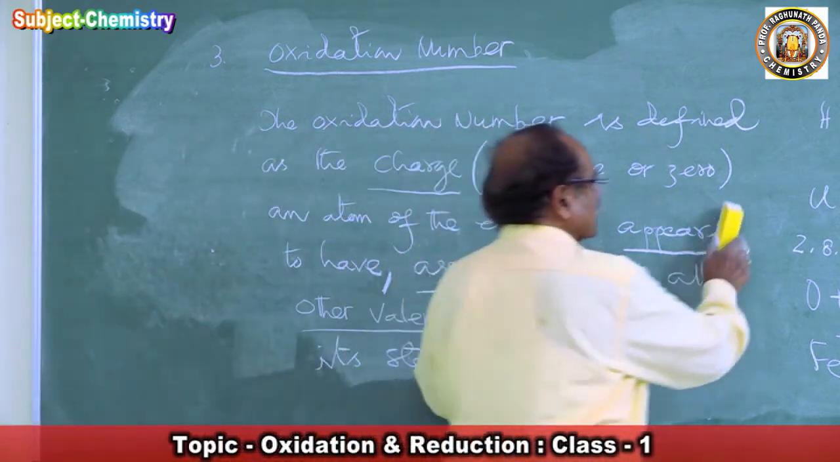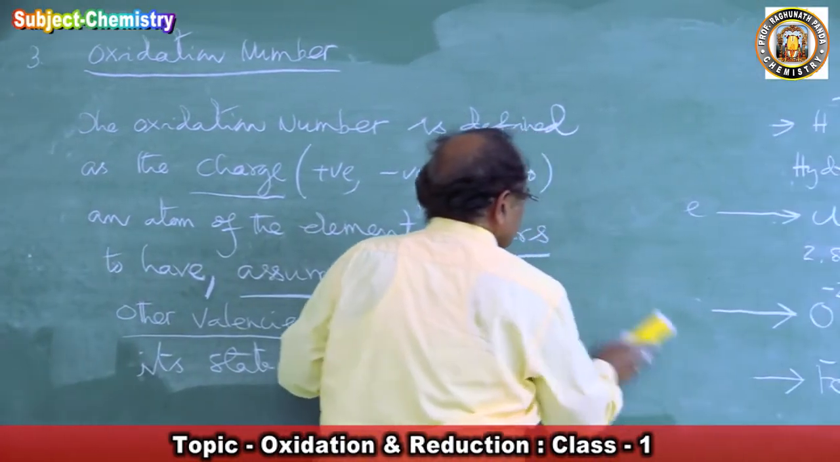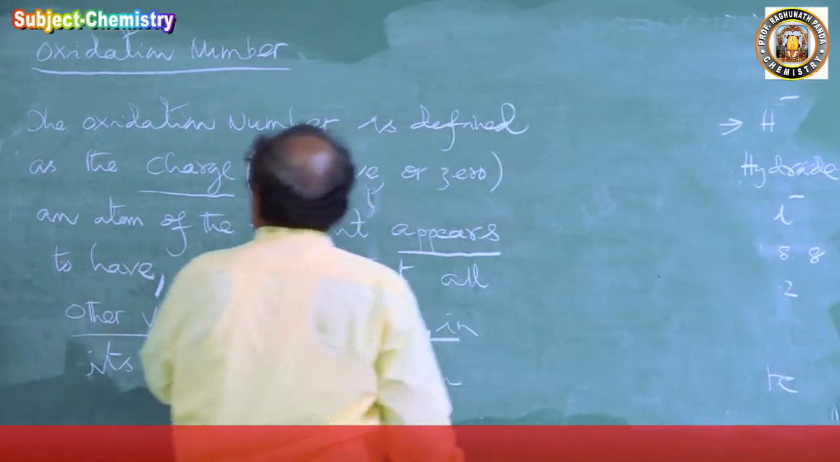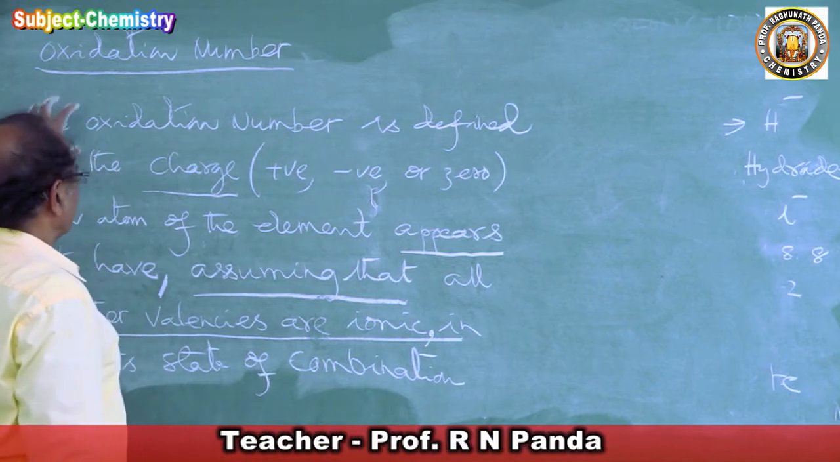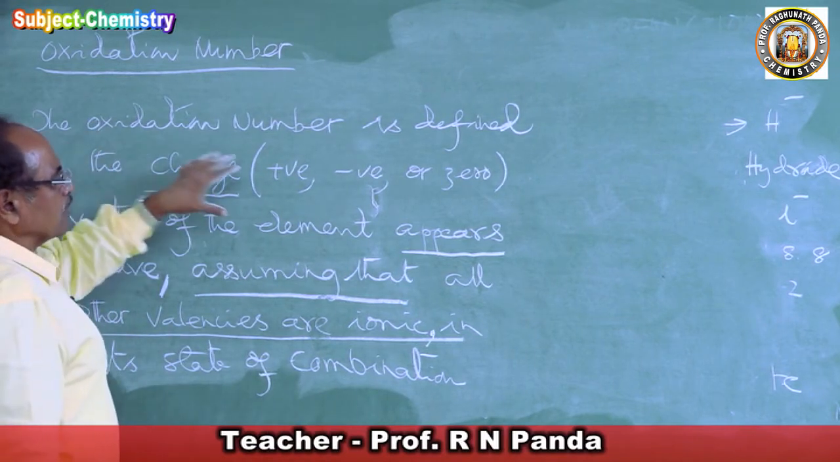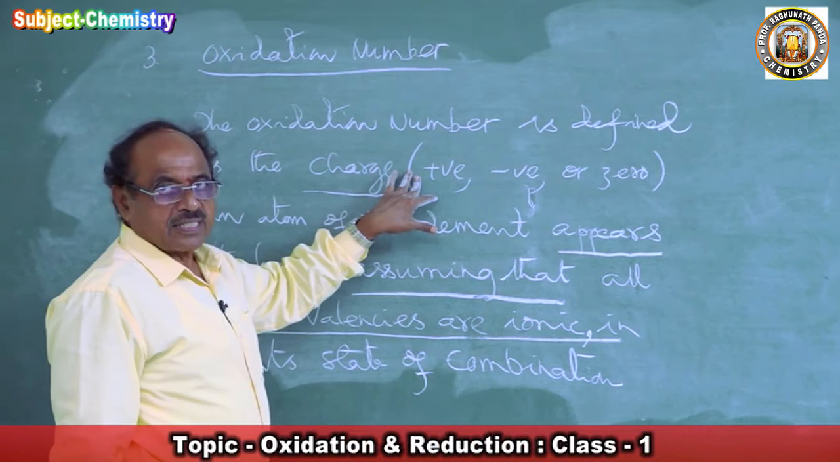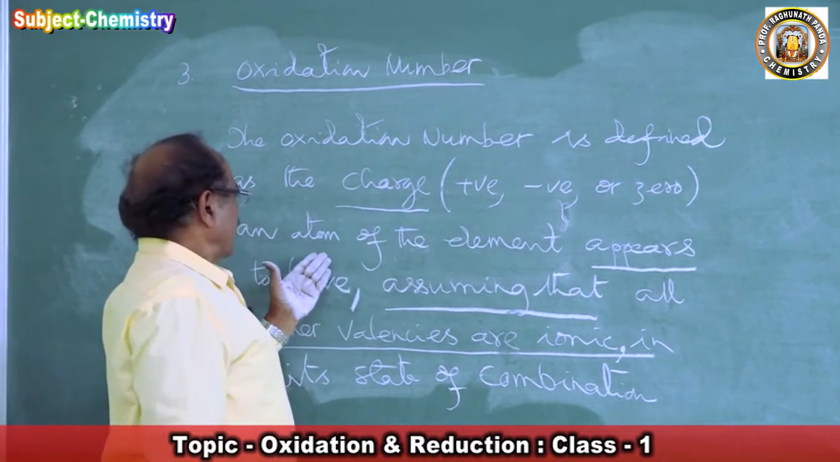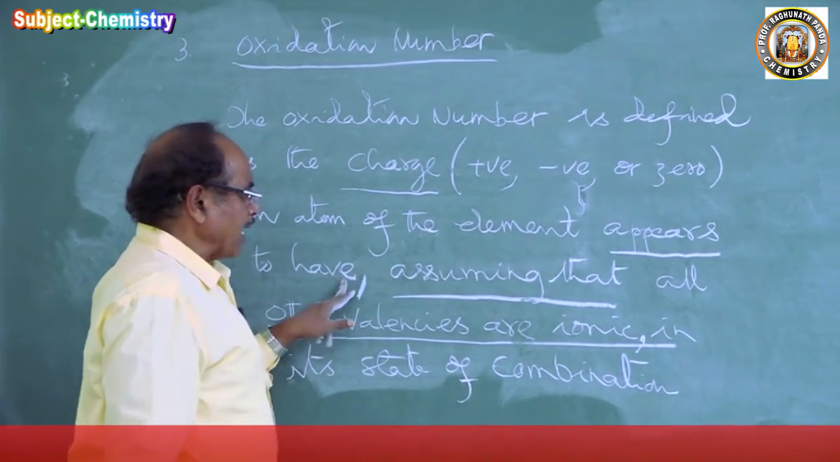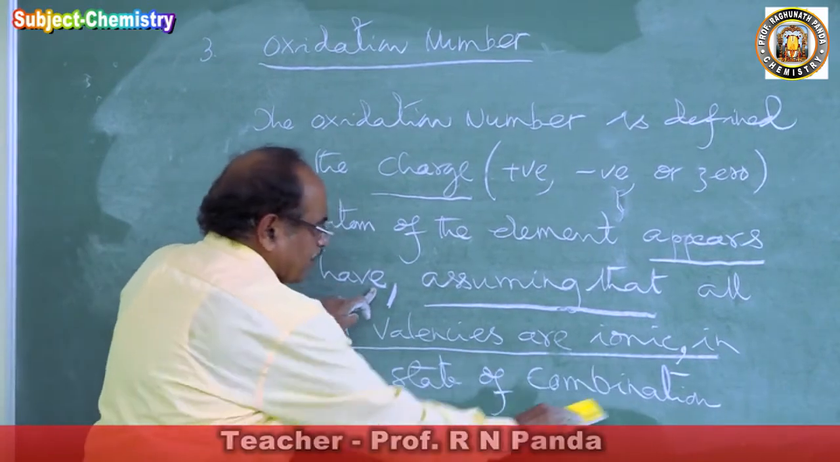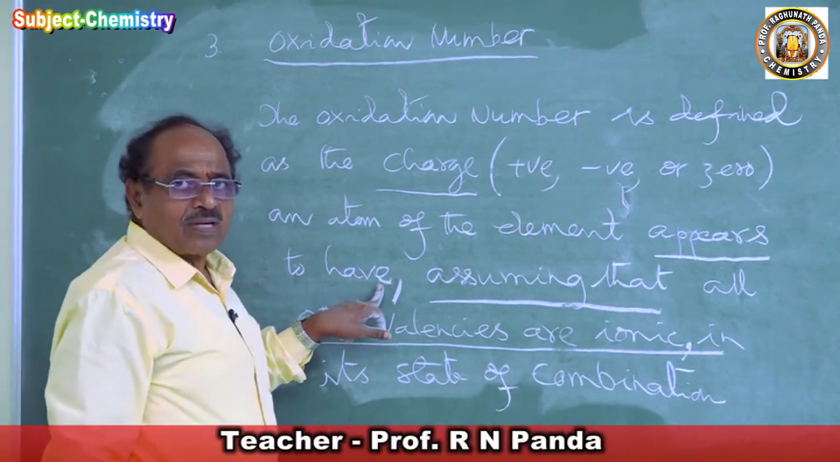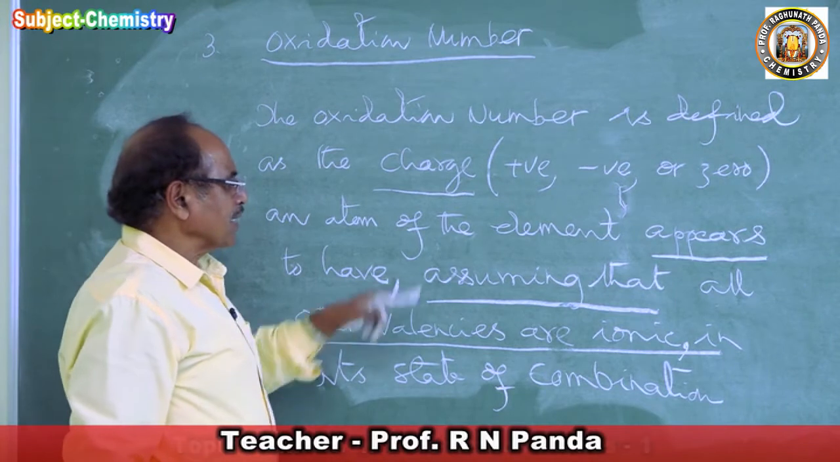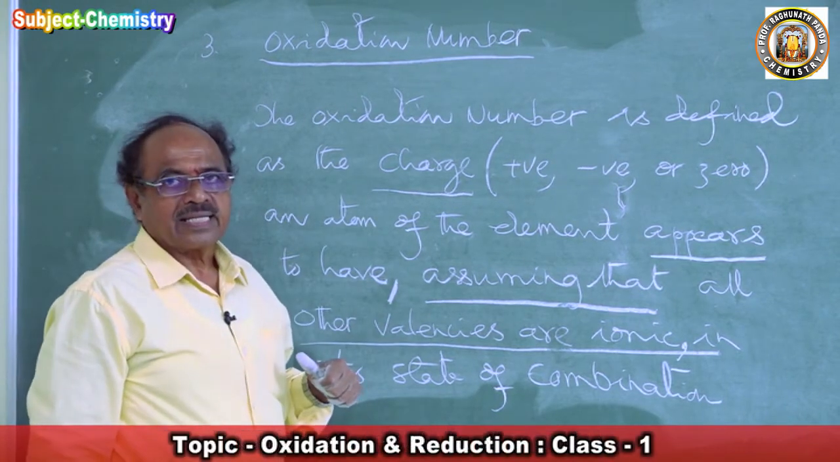What I am going to tell you is this. The oxidation number is defined as the charge, positive or negative or zero, an atom of the element appears to have in its state of combination, assuming that all the valencies are ionic.